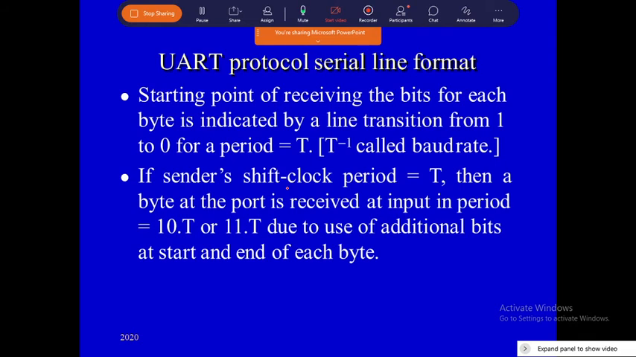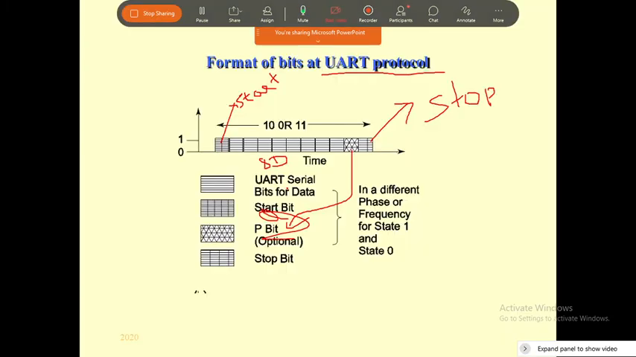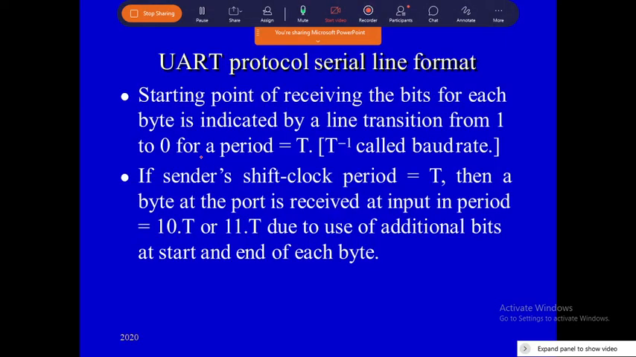See how exactly it works. The starting point of receiving the bits for each byte is indicated by a line transition from 1 to 0 for a period equal to T. That is T. The starting point, you see here, the starting point 1 to 0.